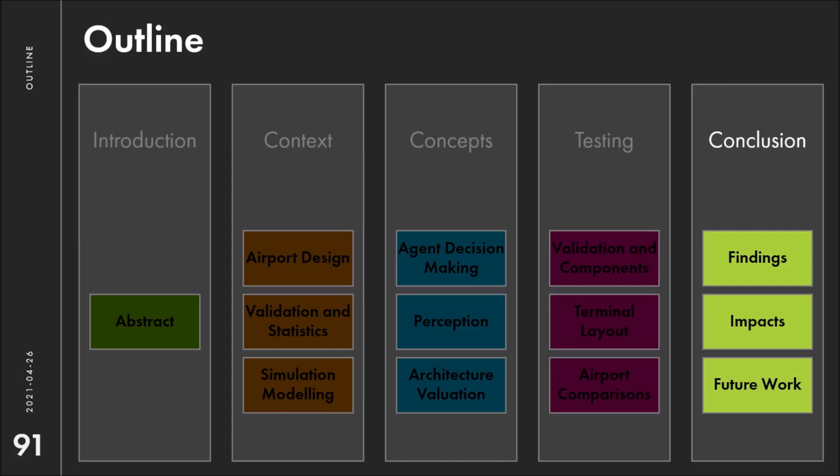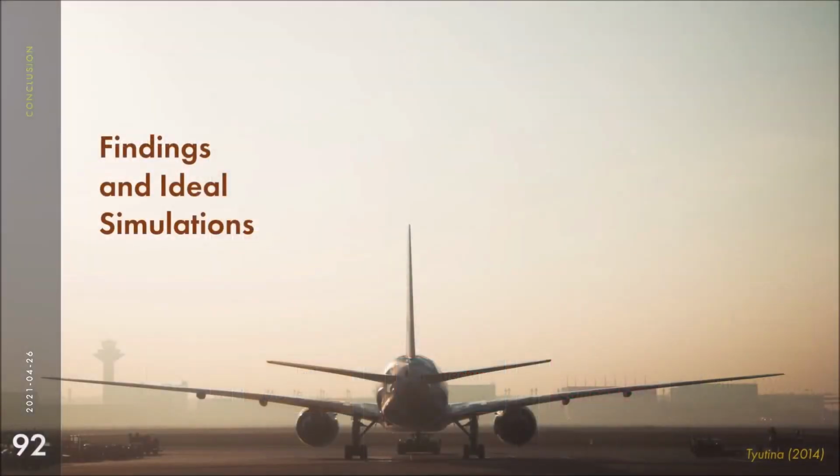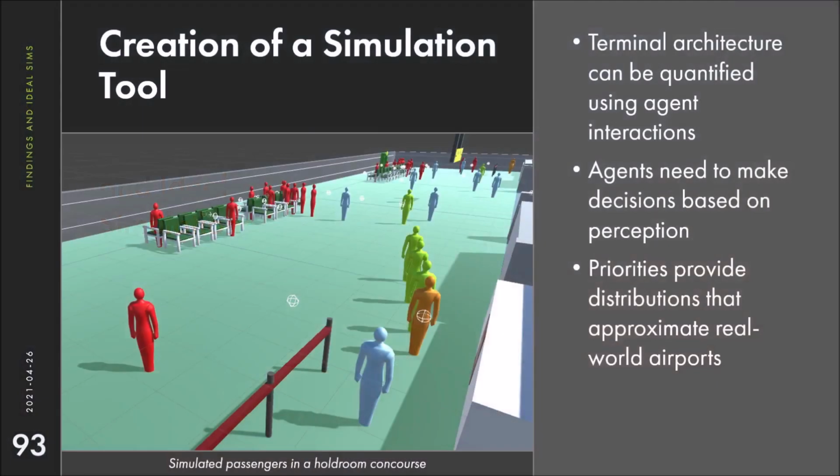To conclude the thesis, I'll discuss the results and findings, impacts for architecture and future research, starting with the findings and ideal simulations. A result of this thesis was creating a working agent simulation that can test some architectural layouts. Airport terminal designs could be quantified based on agent interactions after giving agents perception of their surroundings so that they could use it to make decisions. This type of simulation could also begin to approximate real-world airports relatively, using priorities to compare probability distributions.